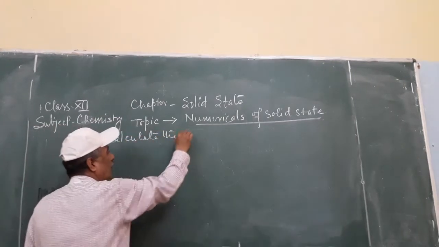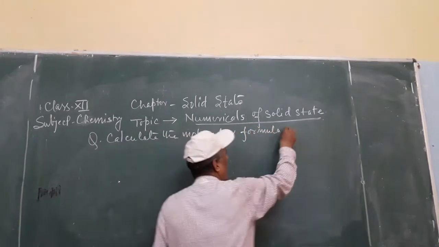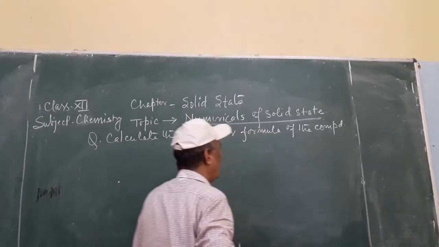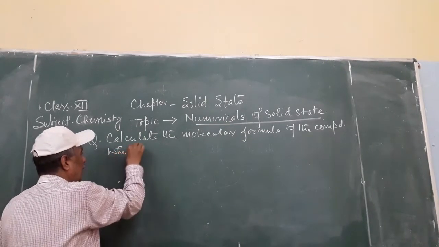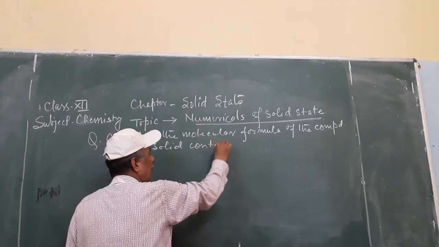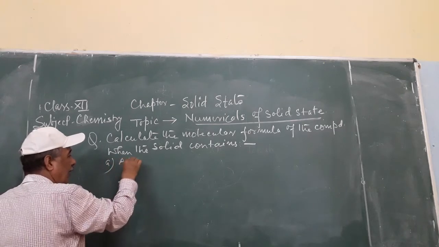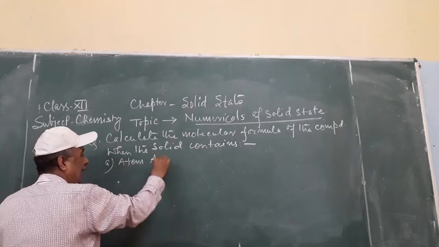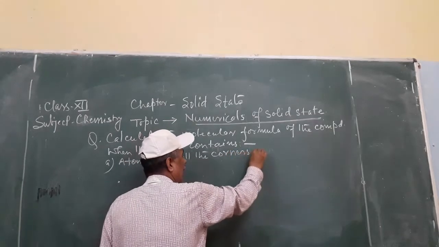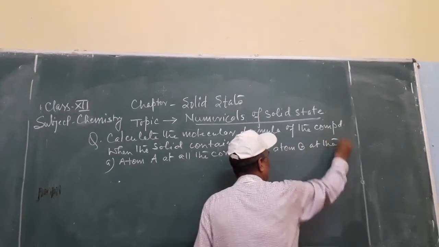So students, one numerical which is asked in the examination is: calculate the molecular formula of the compound when the solid contains atom A at all the corners and atom B at the center.